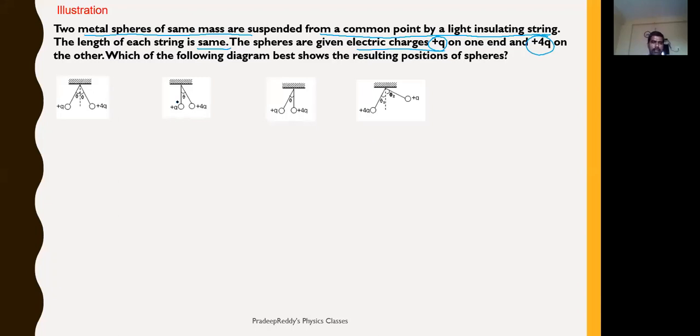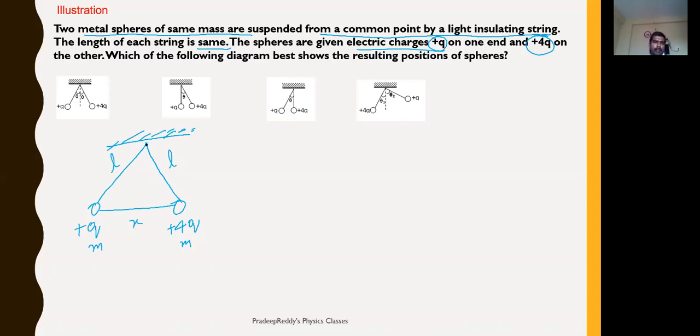Now we are taking two masses. Here is one mass and here is another mass. This has charge Q and this has charge 4Q, and both are positive. This has mass M and this also has mass M, and both are attached to strings. These two are separated by a certain distance. Let me take it as x. This length is L and this length is L as it is mentioned.